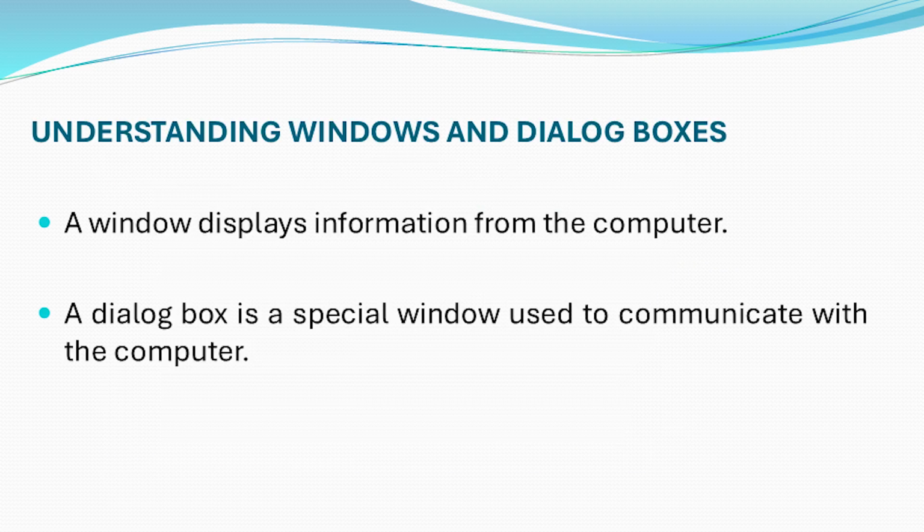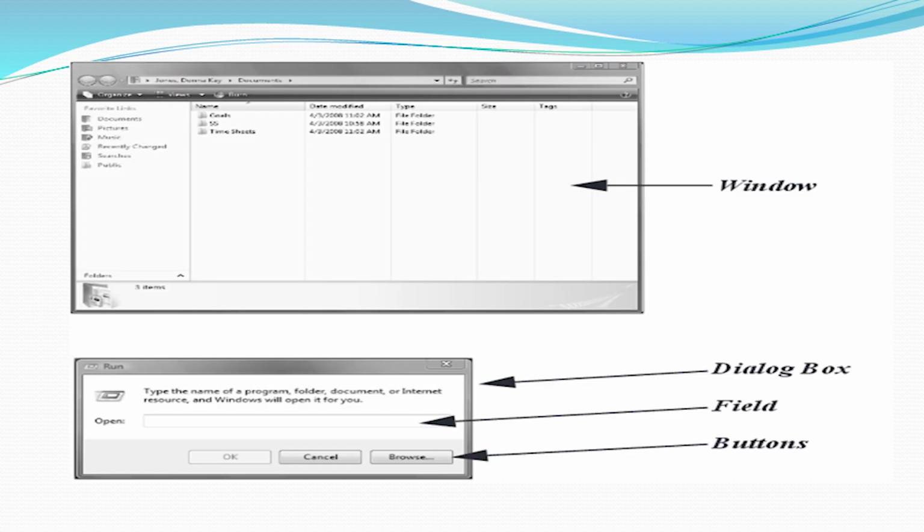Understanding windows and dialog boxes. Before we go on, it is important to understand a few basic computer terms. Take a few minutes to review the key words as explained in this video. 1. A window displays information from the computer. 2. A dialog box is a special window used to communicate with the computer. 3. Dialog boxes usually contain fields which provide space for the user to enter specific information. 4. Windows and dialog boxes often contain buttons which are used to access options and confirm or cancel changes.